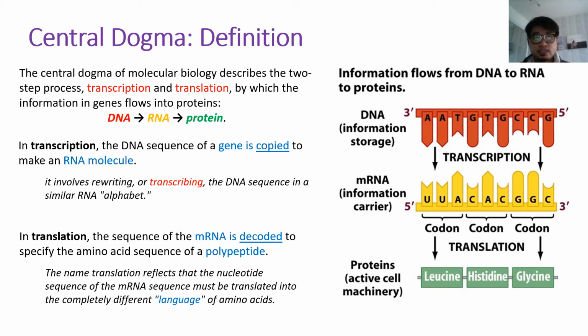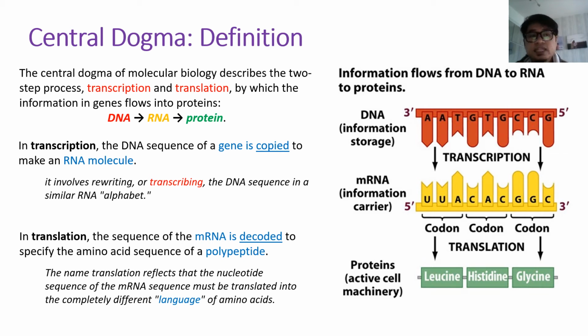Okay, guys, this is very important. It's about the central dogma. So, what is the definition of the central dogma? The central dogma of molecular biology describes the two-step process, transcription and translation, by which information in genes flows into proteins. Meaning that the process of transcription and translation is what we call the central dogma. It starts with DNA, transcription happens and it becomes RNA, and then translation happens. It will produce a protein.